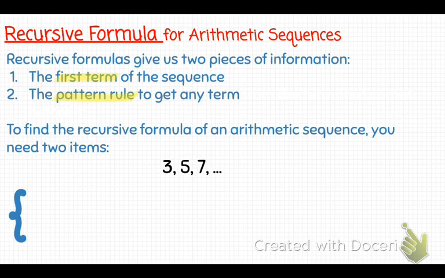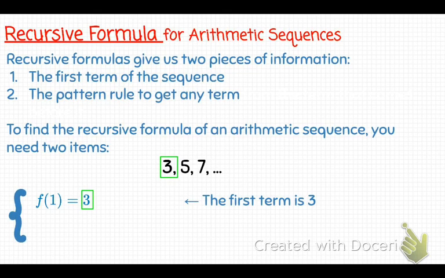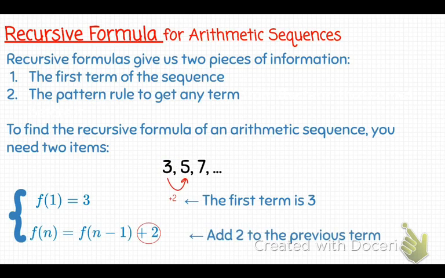So if I have a recursive formula, it gives me the first term, and it tells me what my pattern rule is. So either what I'm adding and subtracting by, or what I'm multiplying and dividing by. So in order to find the recursive formula of an arithmetic sequence, you need two items. So we have the sequence itself. And to write the recursive formula, the first thing you write is the first term. And then you write your pattern rule, okay? So take a minute to copy this down, and then we'll get into some examples. Today I have 8 examples for you. Half of them are we do's, half of them are you tries, okay?